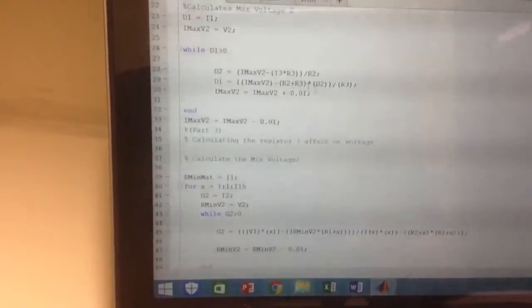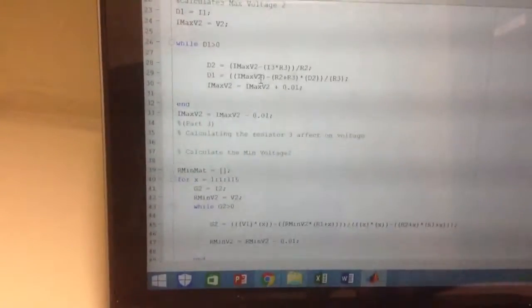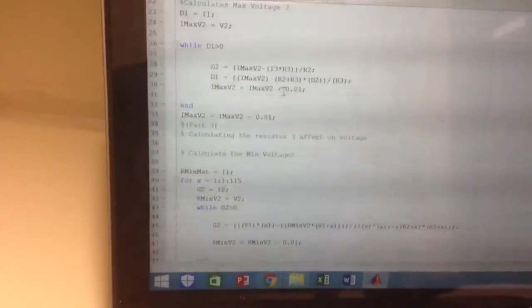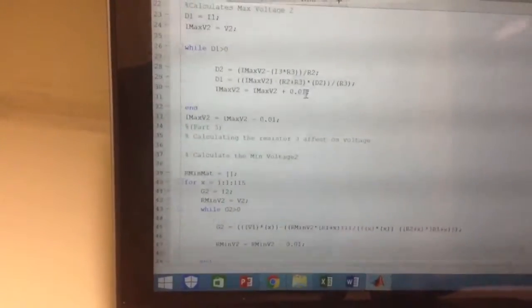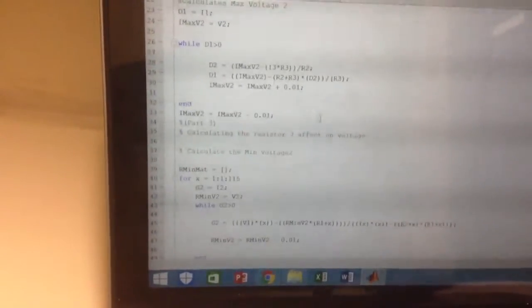Just when it becomes larger and larger, when this minus this equals a negative number, the whole program is going to stop, because we don't want D1 to become negative. So when the program stops, the voltage is already big enough. That's the maximum we want. But according to our function, the maximum is still at the 0.01, so after the while loop, we have to minus 0.01 to get the real value which we desire. So this part is for finding the minimum voltage and the maximum voltage.